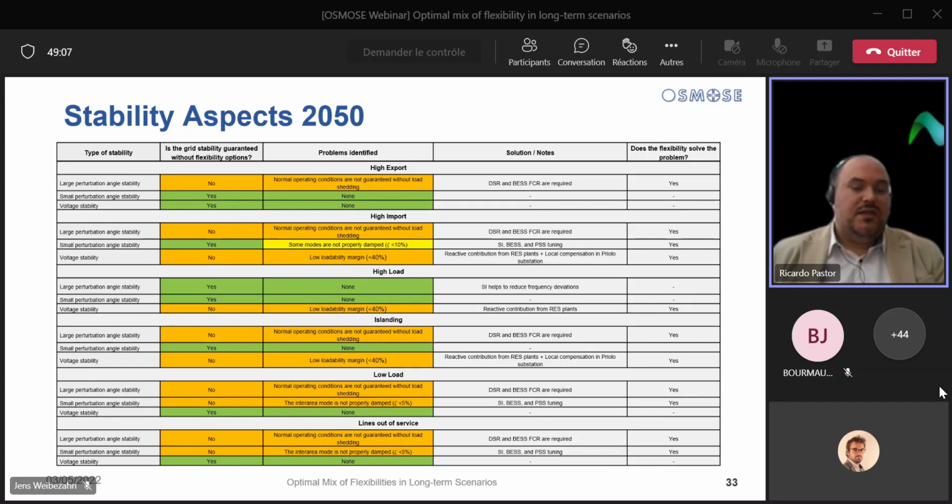Since the 2050 scenario presents a lower percentage of synchronous machines compared with 2030, a higher voltage instability has been observed. However, with the flexibility provision from renewables, it can be supported and all the operating conditions studied can be managed.